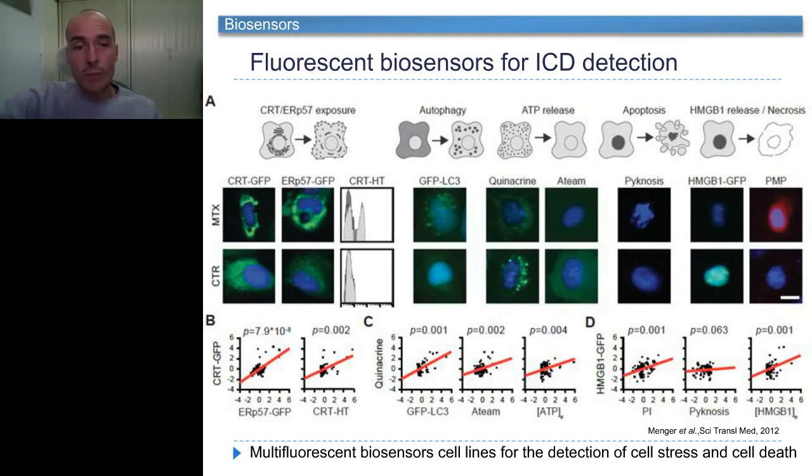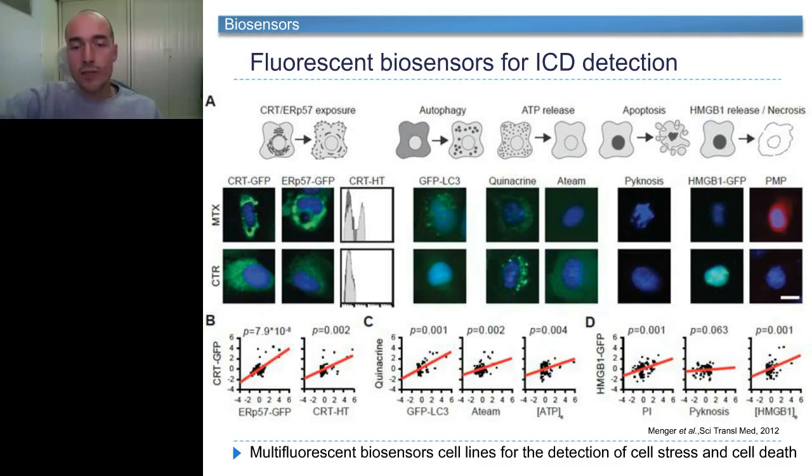We saw the same effect with a construct that expresses ERp57-GFP. ERp57 is another ER protein that co-translocates with calreticulin to the surface of the cells during immunogenic cell death events. And we also used ordinary antibody staining in FACS assays in non-permeabilized cells to show that this effect can be seen in different methods, so in FACS and in image analysis.